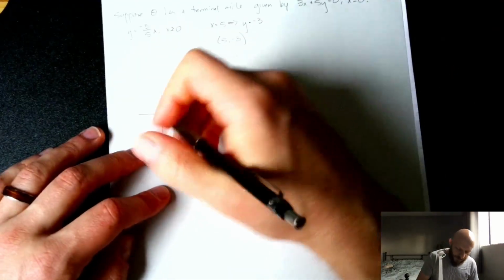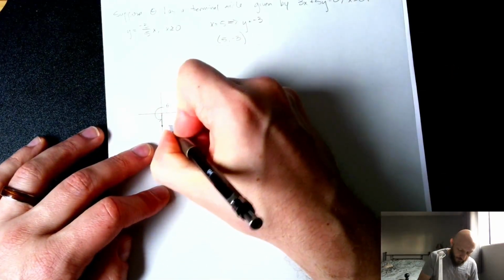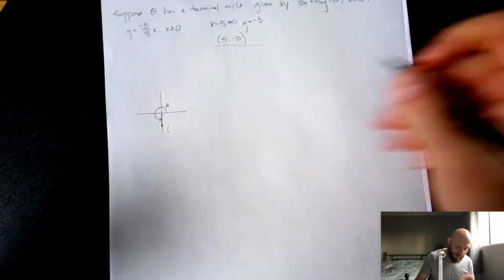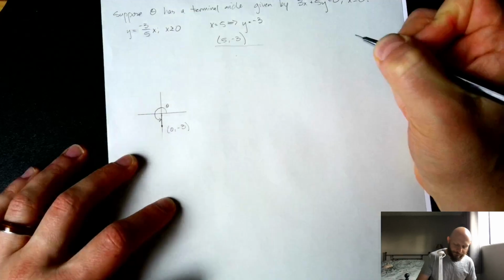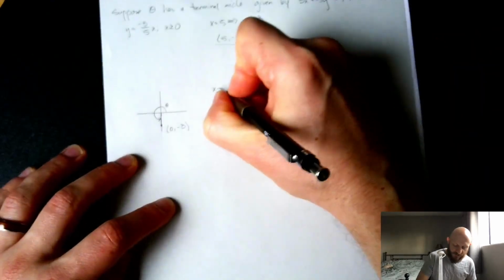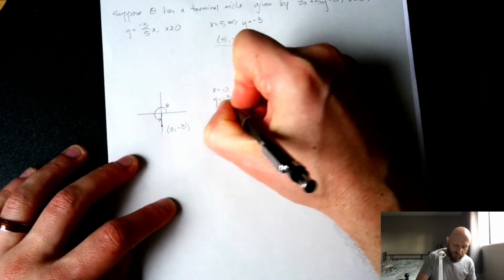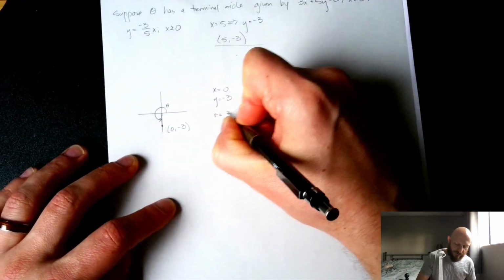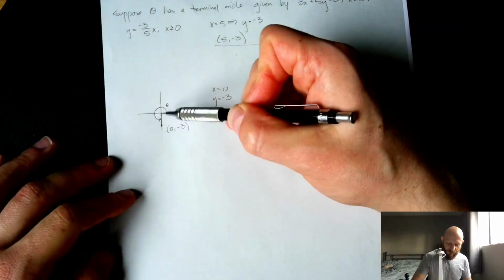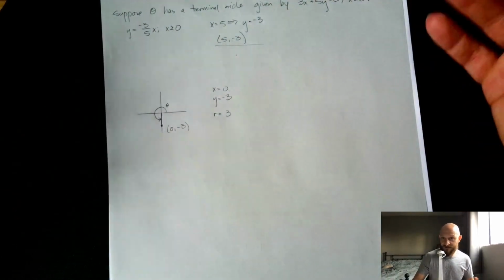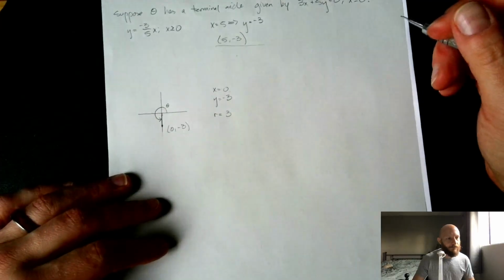All right, and just for the sake of numbers to work with, let's give this a coordinate. We'll say maybe this is, well, it's going to be (0, -3). Then x is 0, y is -3, and r, you can check this yourself, is 3. Again, r is just the distance from the point to the origin, which in this case is 3. It's easy, you can see it.